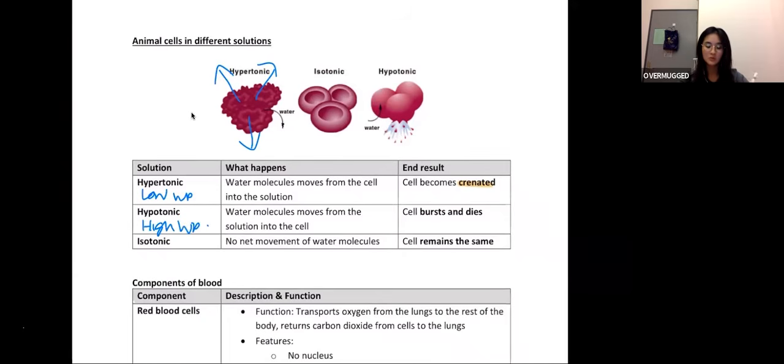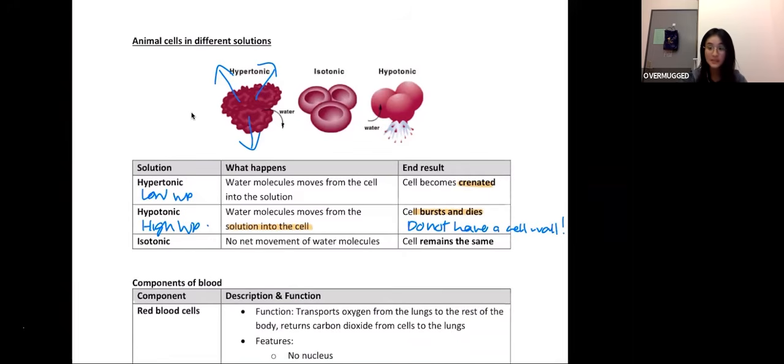Then for hypotonic, it's a high water potential solution. So water molecules move from the solution into the cell. Now, take note, in an animal cell, the cell will burst and die. It does not become turgid. It dies. Why? Because they do not have a cell wall. Animal cells don't have a cell wall. So when too much water enters the cell, it's just going to burst. Think about it. If you put too much water in a water balloon, eventually it's also going to burst.